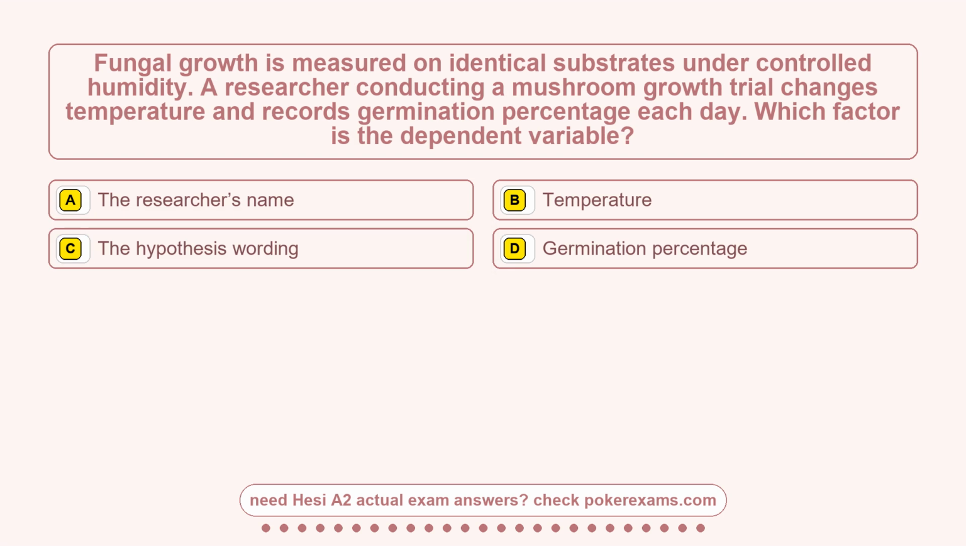Fungal growth is measured on identical substrates under controlled humidity. A researcher conducting a mushroom growth trial changes temperature and records germination percentage each day. Which factor is the dependent variable?